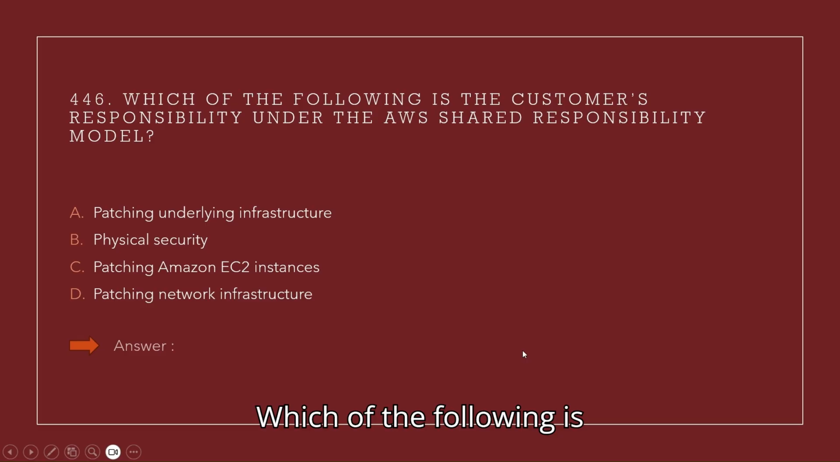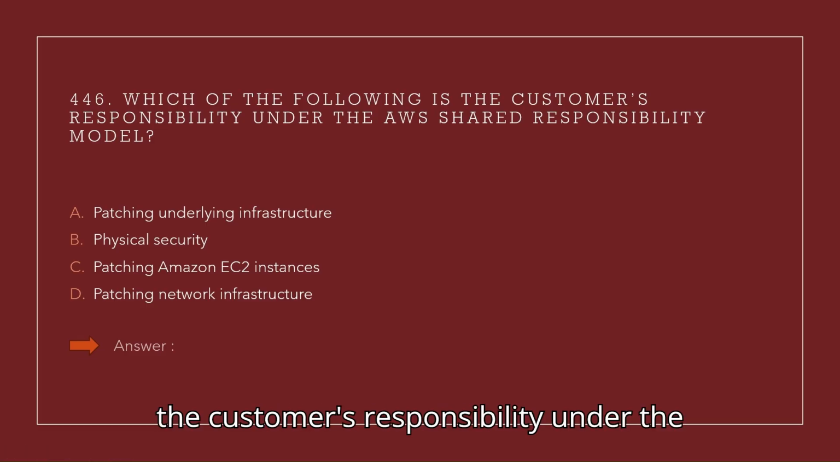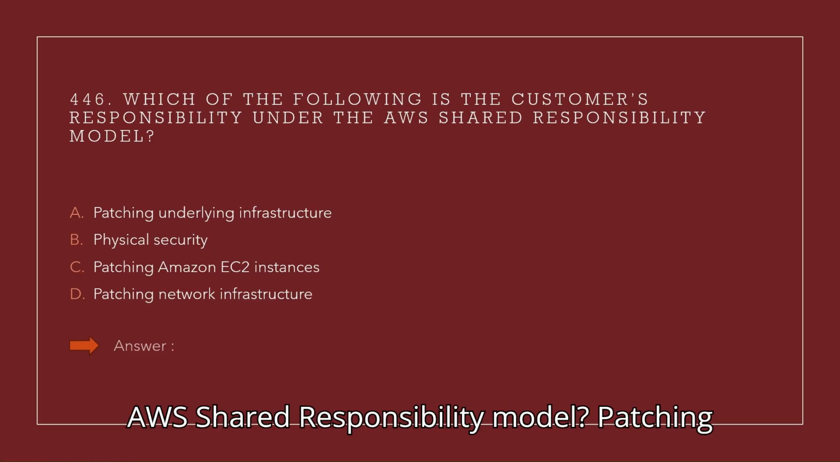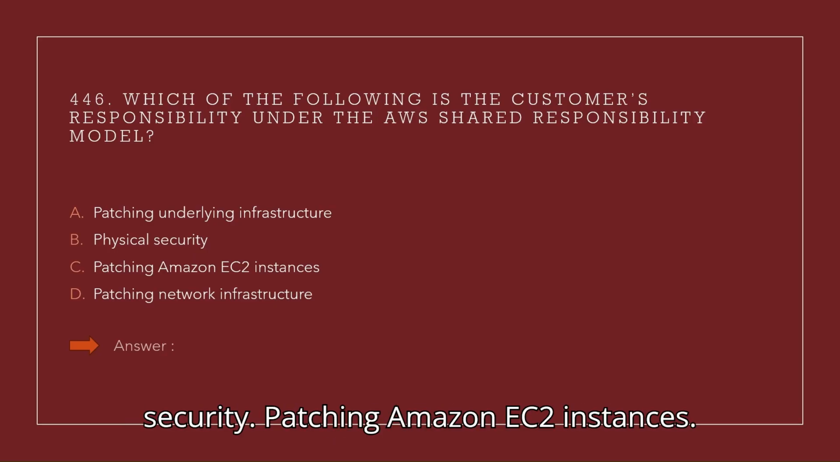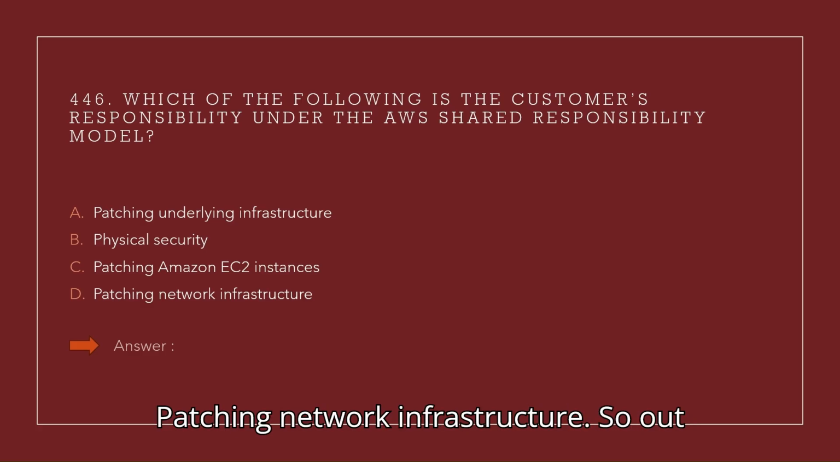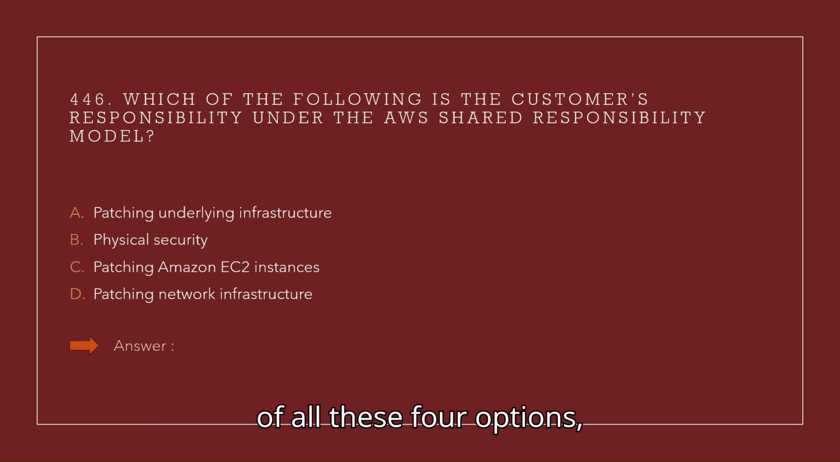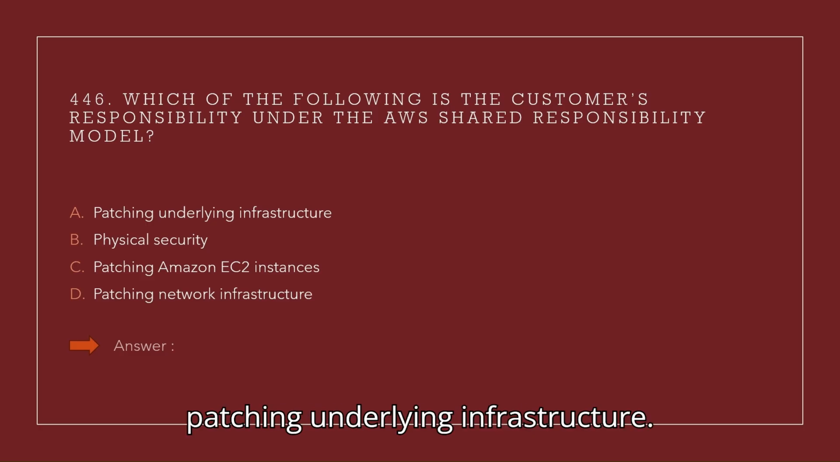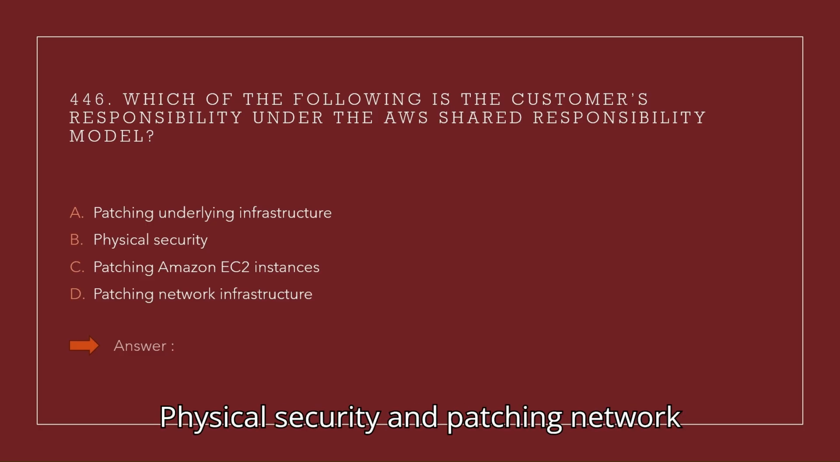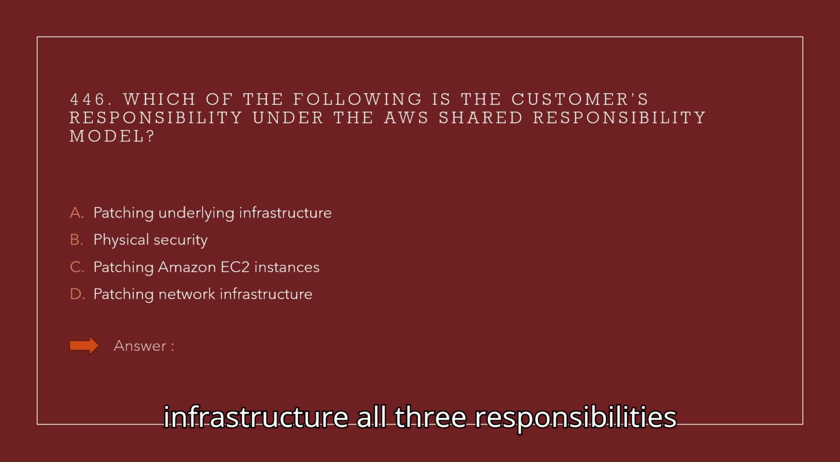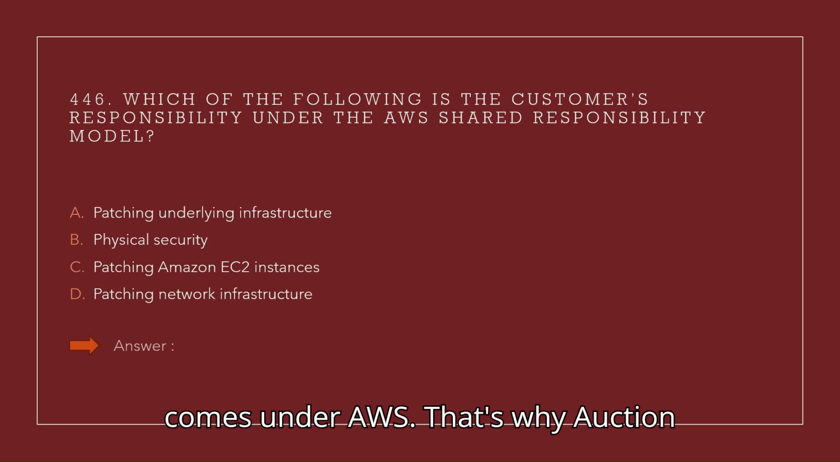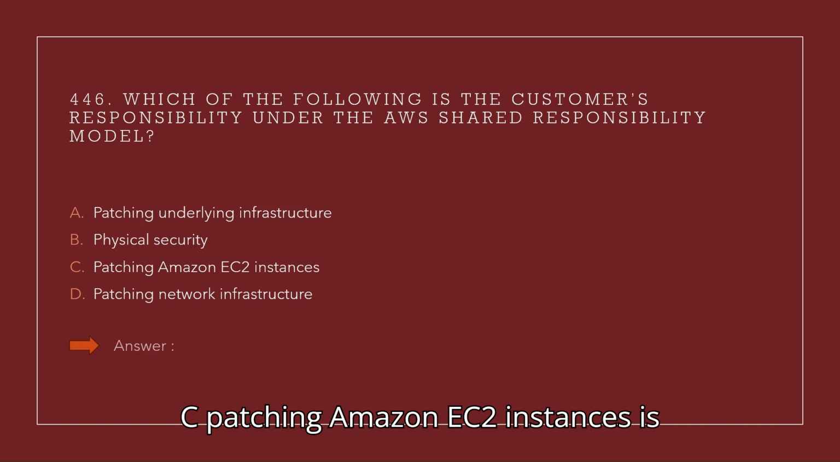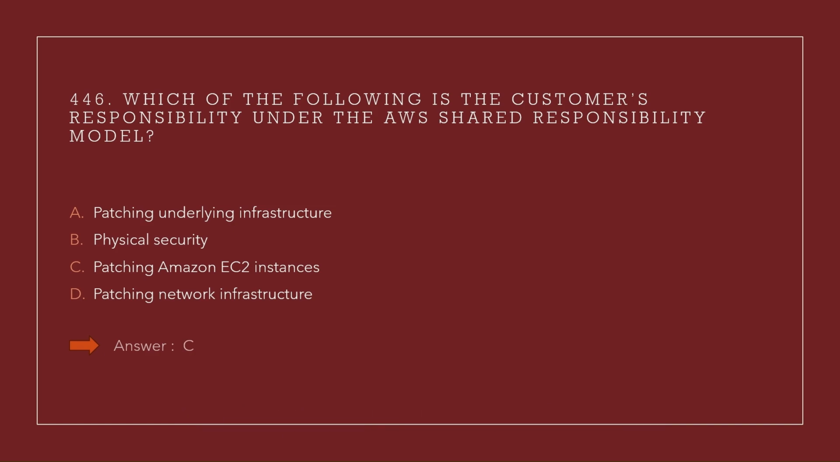Which of the following is the customer's responsibility under the AWS shared responsibility model? Patching underlying infrastructure, physical security, patching Amazon EC2 instances, patching network infrastructure. So, out of all these four options, patching underlying infrastructure, physical security, and patching network infrastructure, all three responsibilities come under AWS. That's why option C, patching Amazon EC2 instances, is the customer's responsibility.